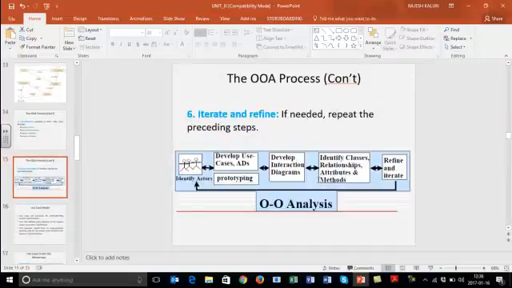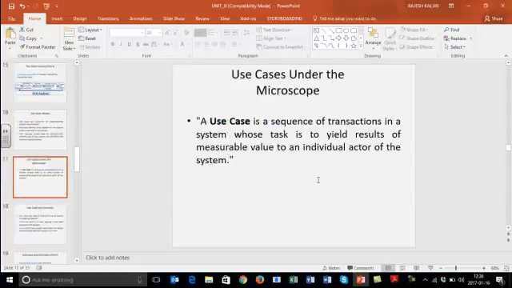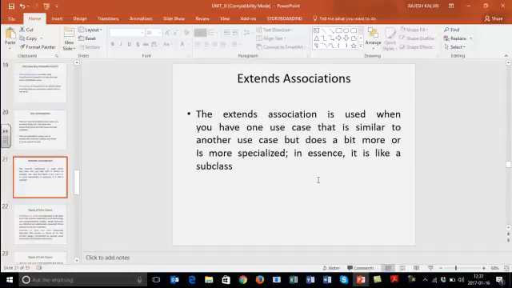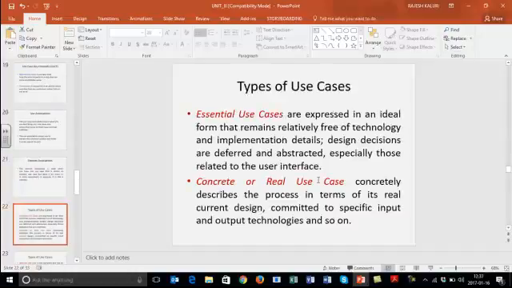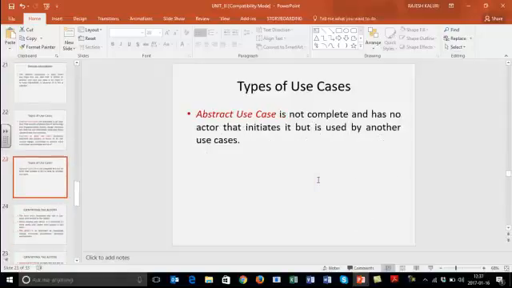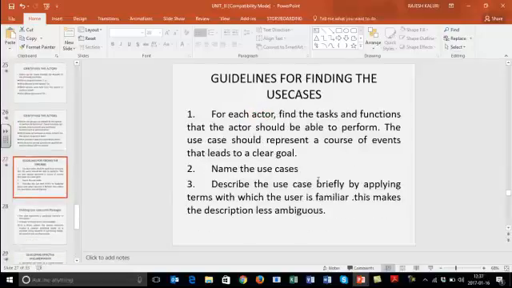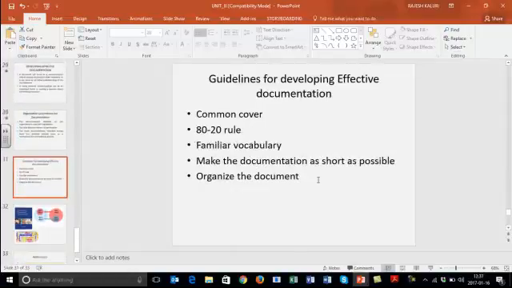This is one of the topics, and later on we saw different use cases and the various roles and responsibilities of the actors, and the different types of use cases: essential use case, concrete or real, and then the hidden one. The hidden one is nothing but the abstract use cases. Similarly, we saw identifying actors with different questionnaires, and then guidelines for finding use cases.